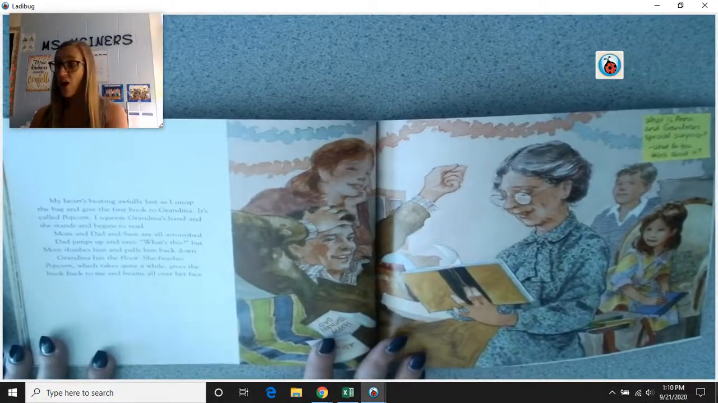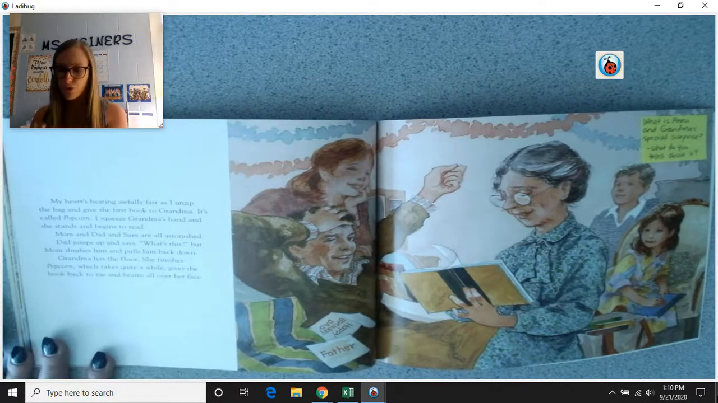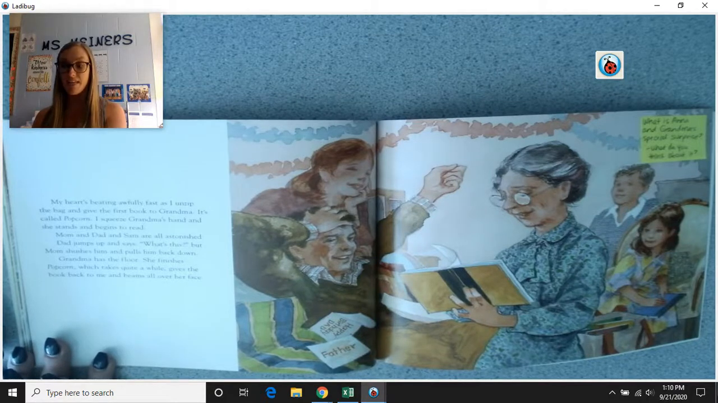My heart's beating awfully fast as I unzip the bag and give the first book to Grandma. It's called Popcorn. I squeeze Grandma's hand and she stands and begins to read. Mom and Dad and Sam are all astonished. Dad jumps up and says, "What's this?" But Mom shushes him and pulls him back down. Shh. Grandma has the floor.